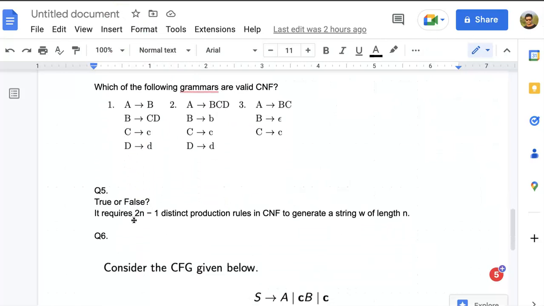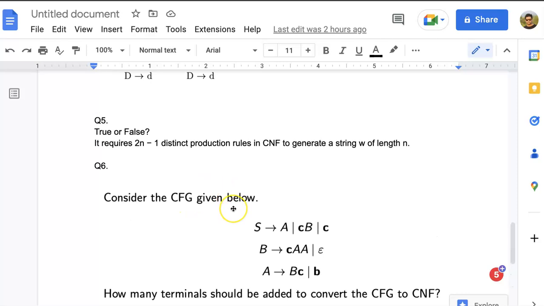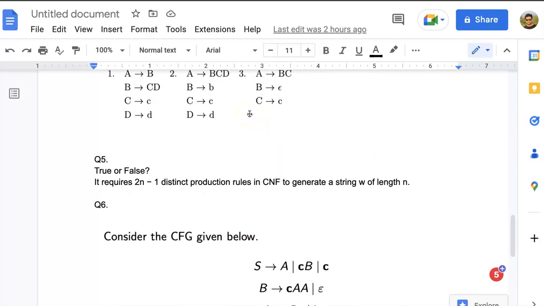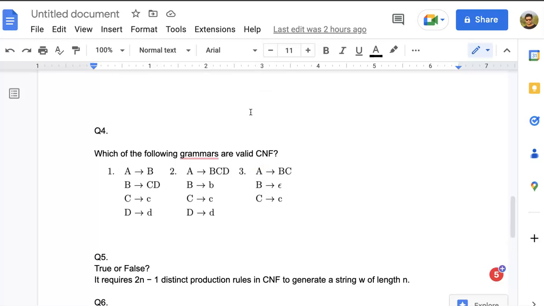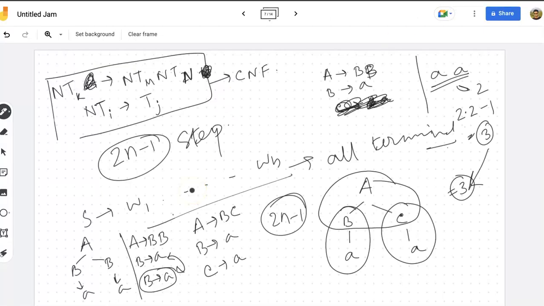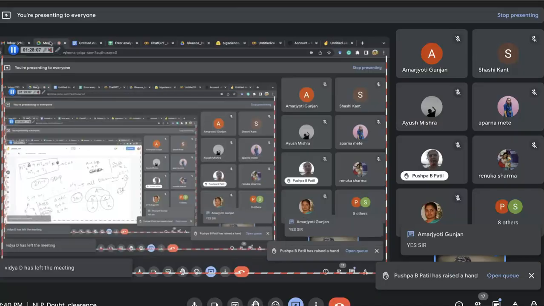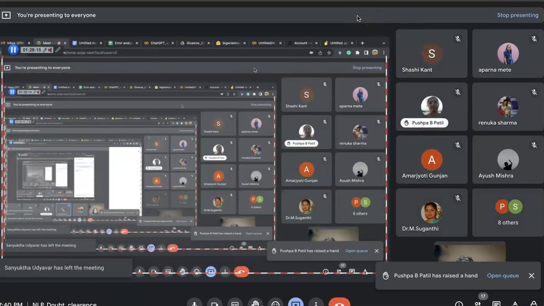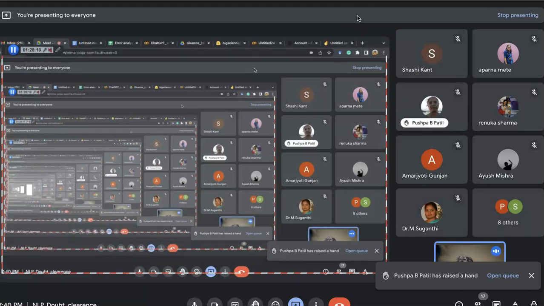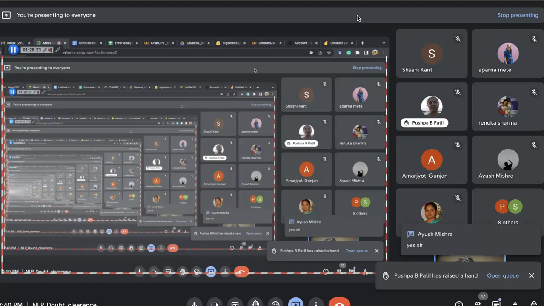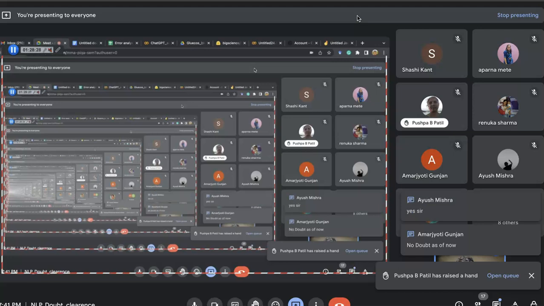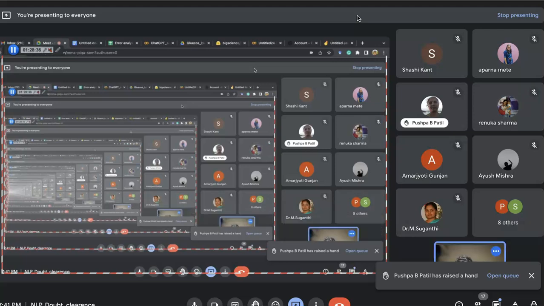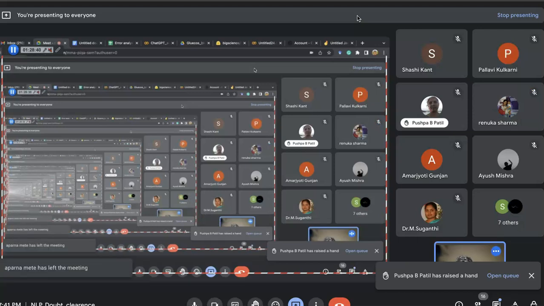Okay, so this question we have already completed, and this is for this week. If you have any questions, you can ask. I hope you get this point, the 2n minus 1 thing. Okay, if you don't have any doubt, then we can stop here and meet again next week.